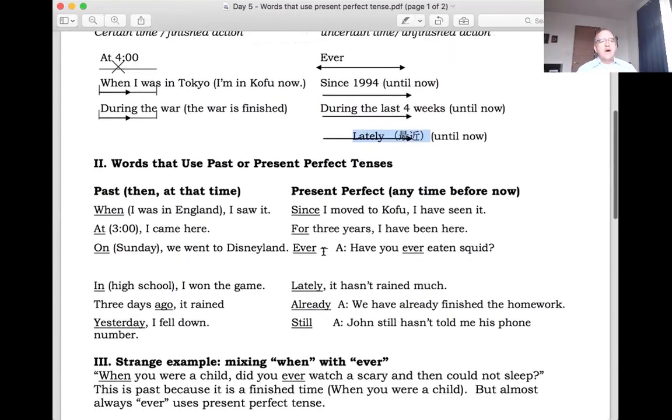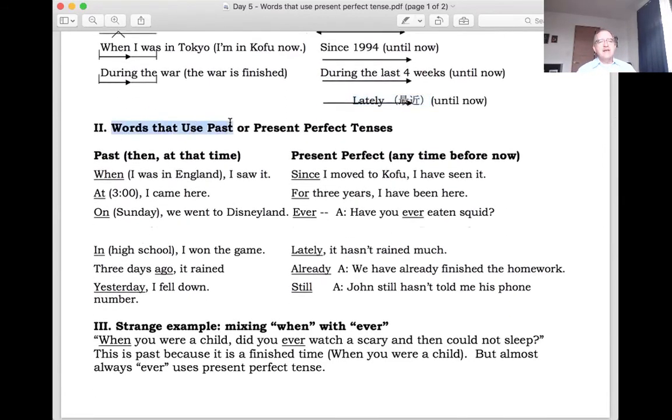Now, words that use past or present perfect tenses. Here's some examples. Past tense. When uses past tense. At 3 o'clock. On Sunday. Notice that each of these uses the past tense. When I was in England, I saw it. At 3 o'clock, I came here. On Sunday, we went to Disneyland. So we use the past tense with these time words.